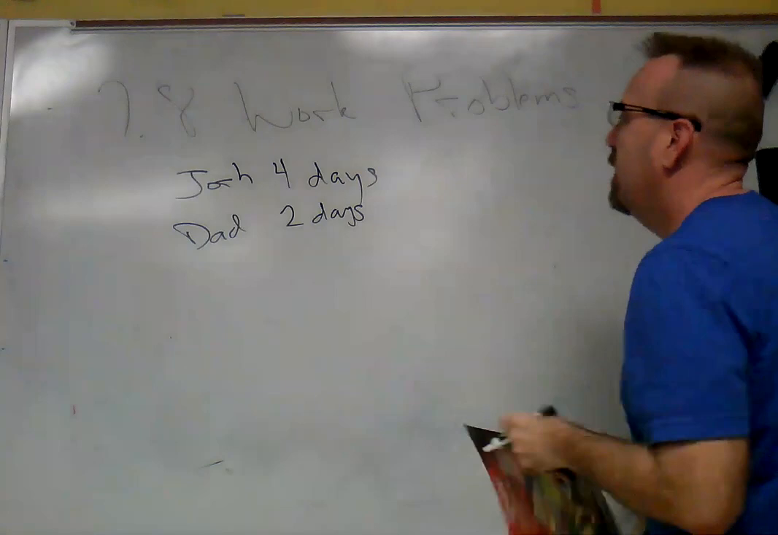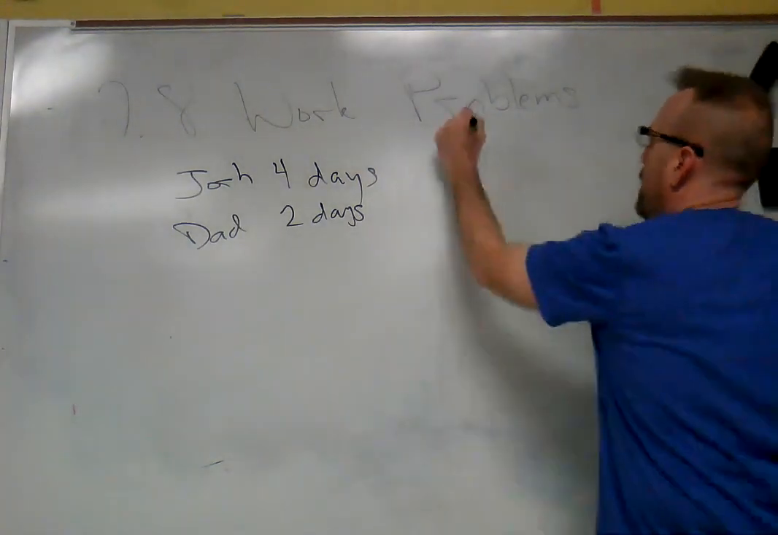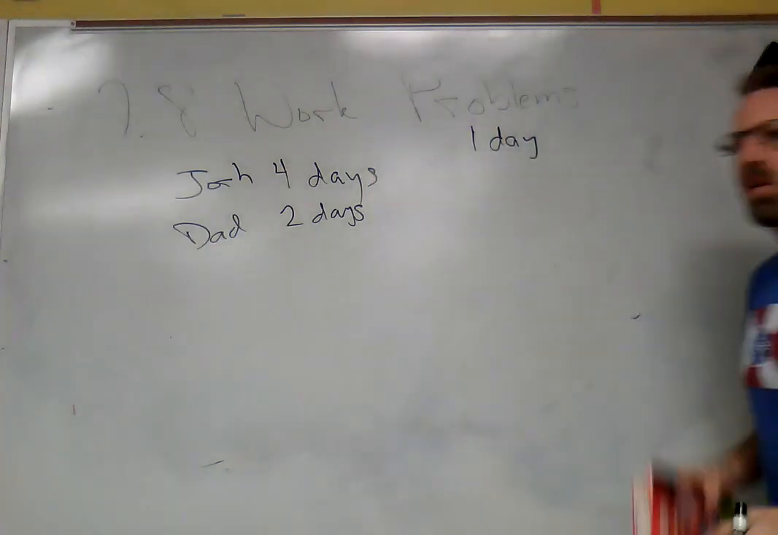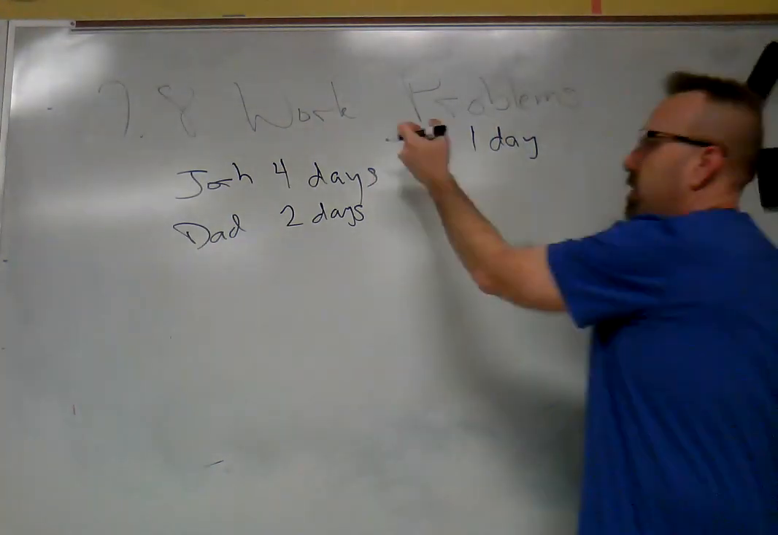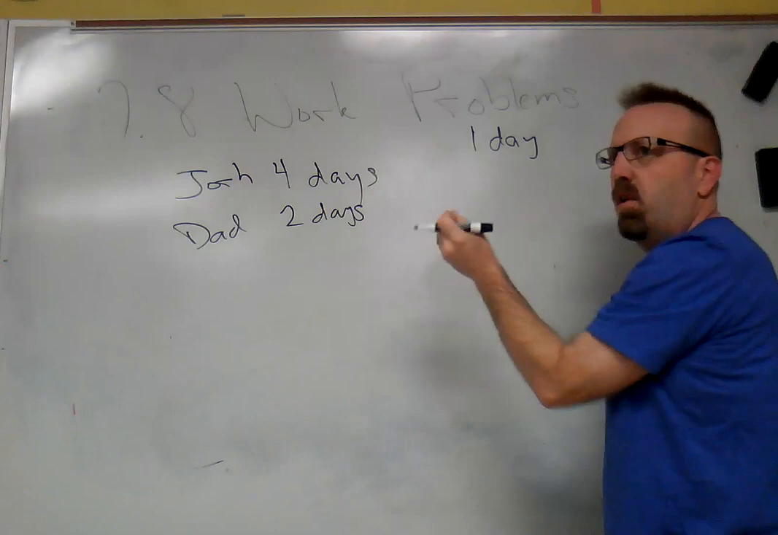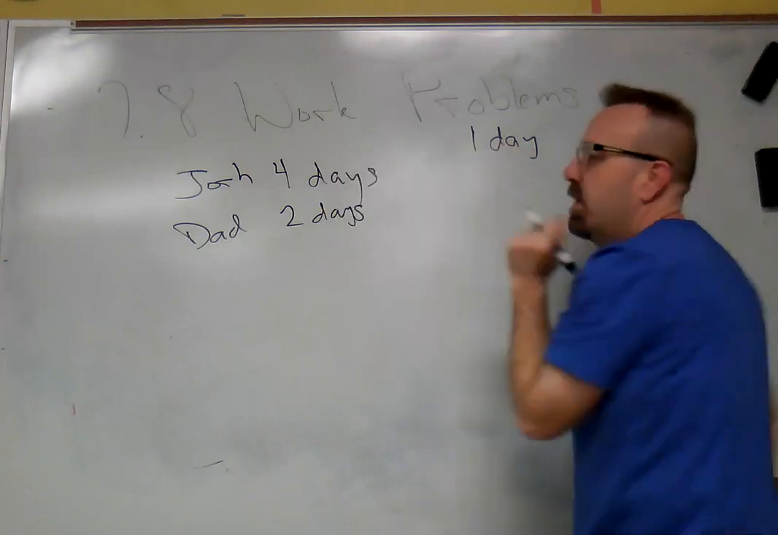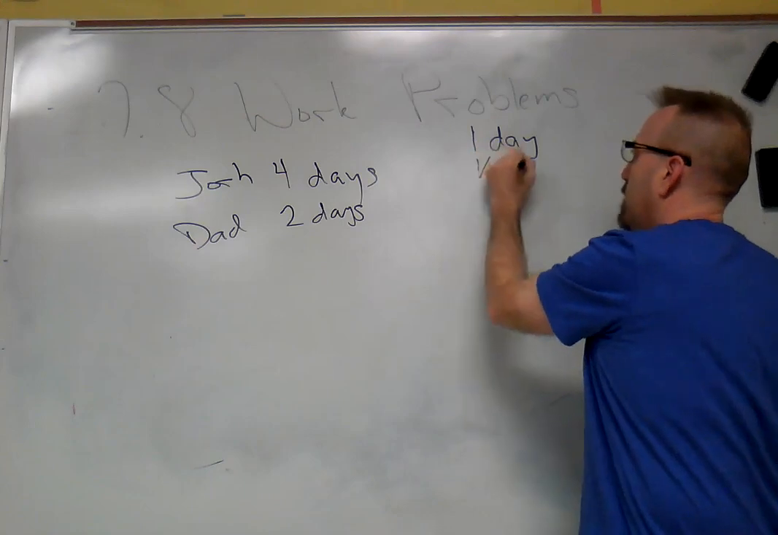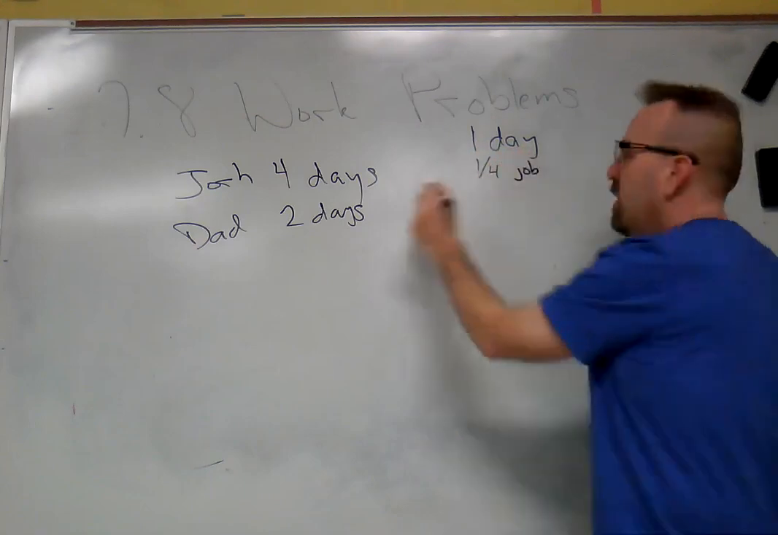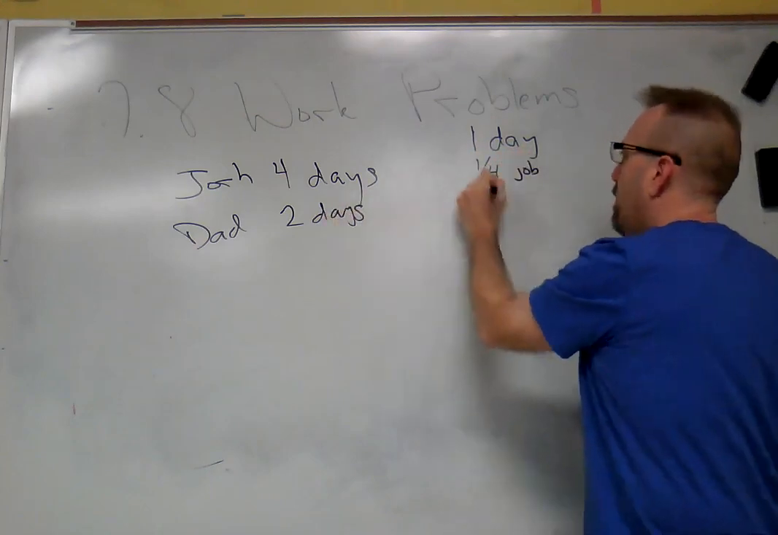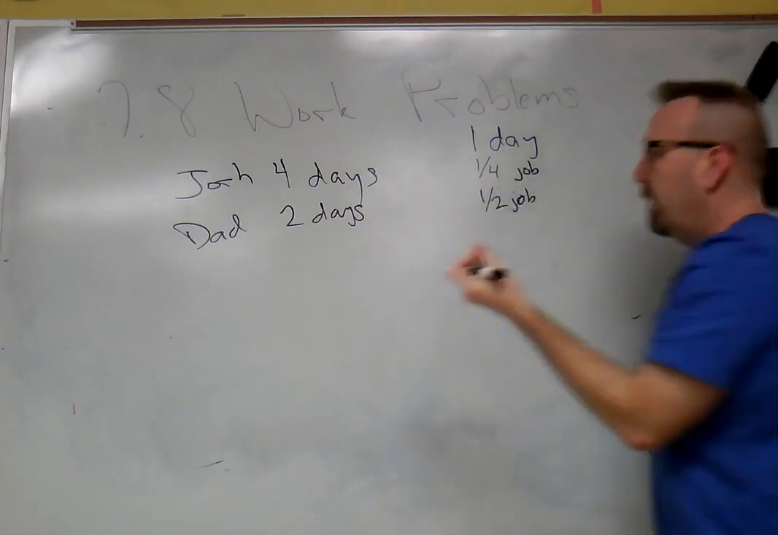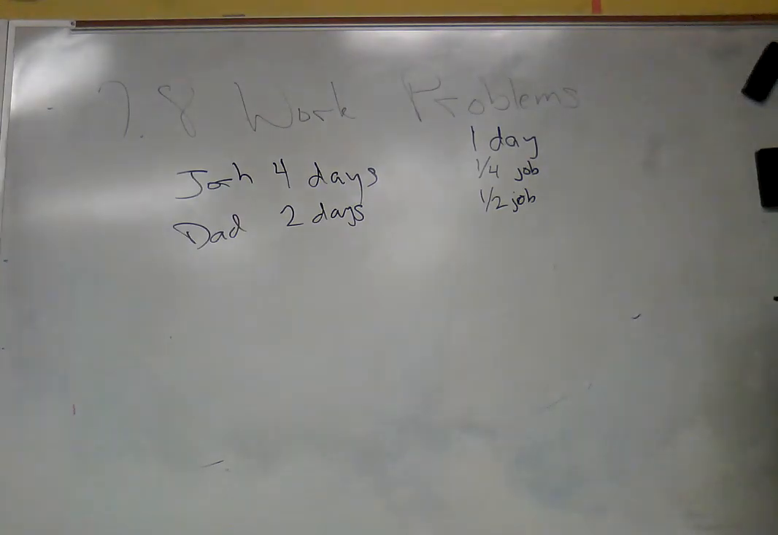So let's think about it. In 1 day, how much work could each of them do? Originally it takes Josh 4 days, so if we divide that, he could do a fourth of the job in 1 day. And over here, his dad could do half the job. Basically, these are the reciprocal of what you had.